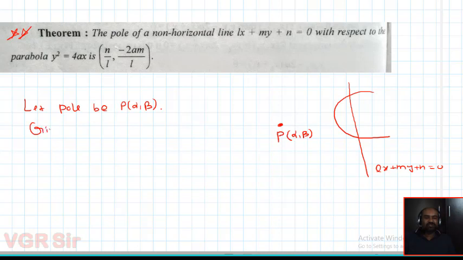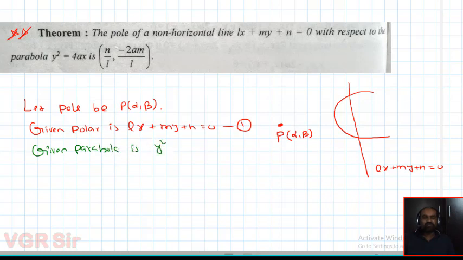Given polar is Lx plus My plus n equal to 0. Say this is equation number 1. Next, given parabola is y square equal to 4ax. First of all, without using this line, I will find the polar of P(alpha, beta) with respect to this parabola. Then I will compare with Lx plus My plus n equal to 0. From there, we will get the values of alpha and beta.